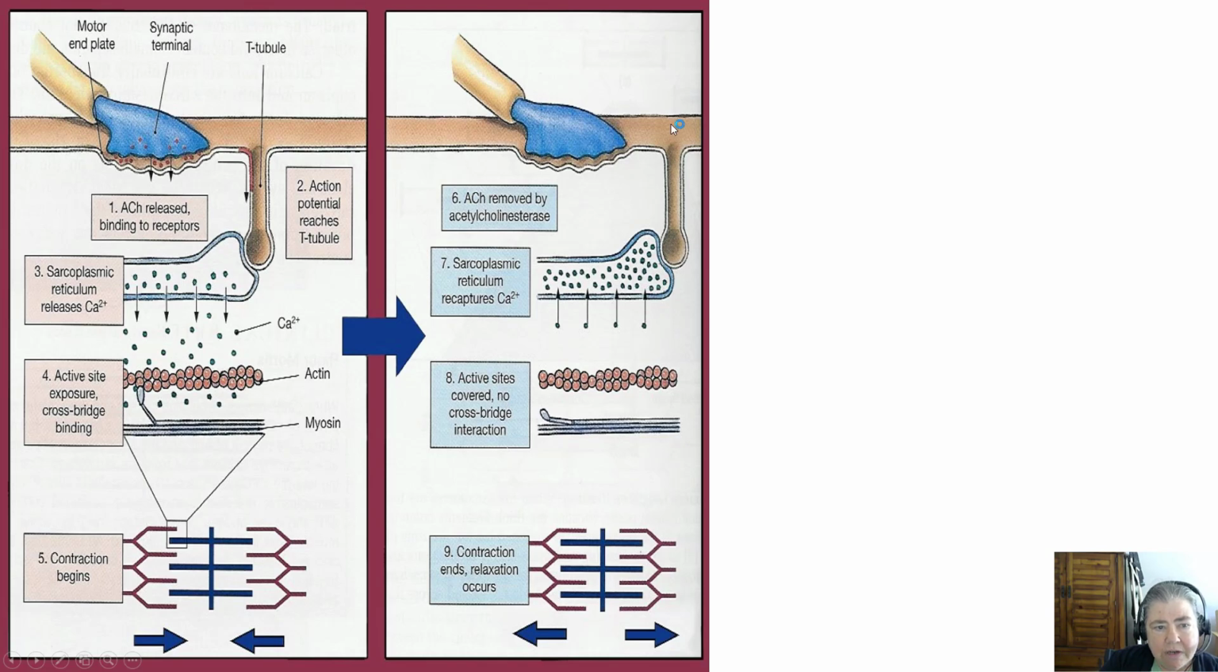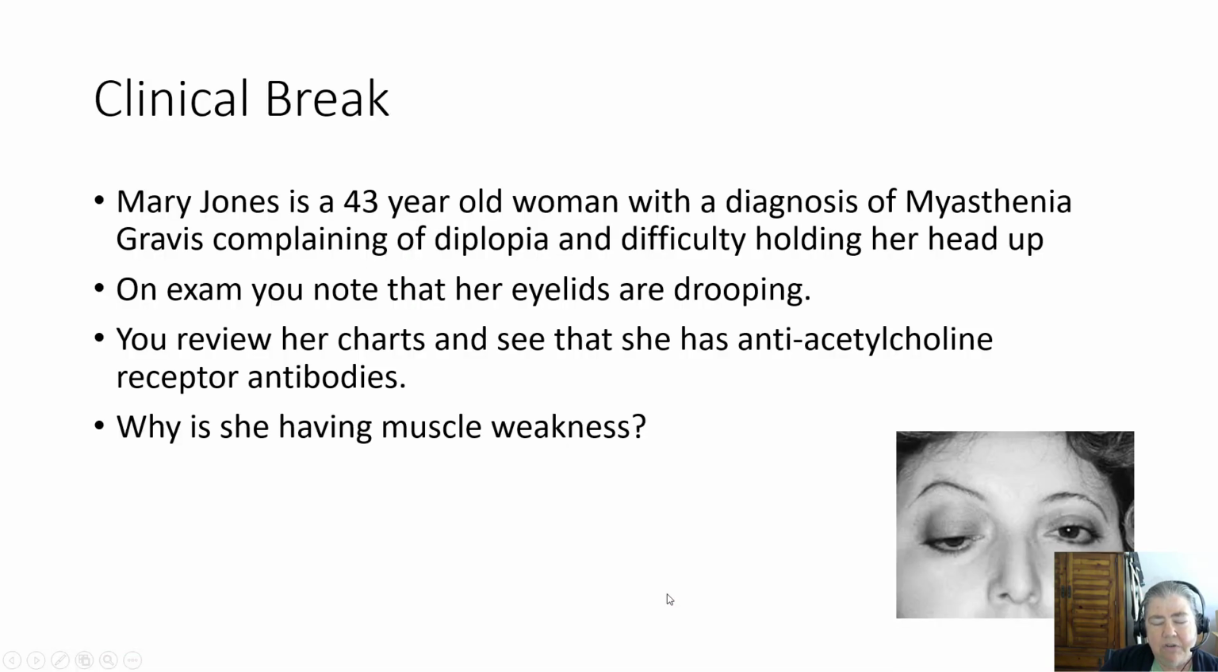At the neuromuscular junction, the acetylcholine is removed by acetylcholinesterase. The calcium ions are pumped back into the sarcoplasmic reticulum and into the extracellular fluid. We have recovered the active site, so the actin is not interacting with the myosin, and contraction ends and relaxation occurs. So, just a brief clinical discussion.